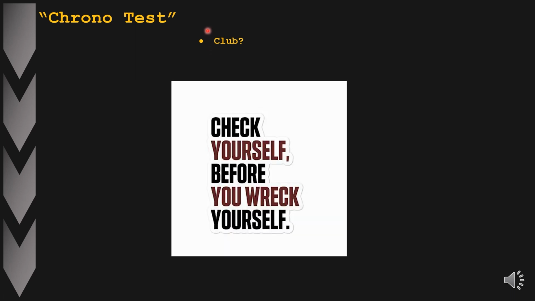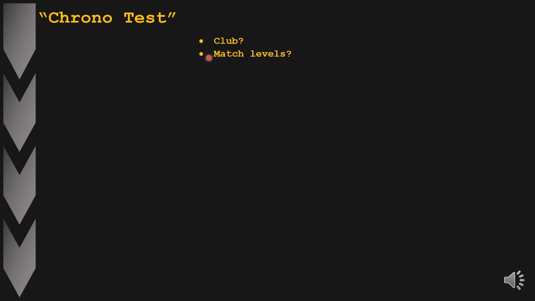So word of advice, check with your IPSC club whether or not they have a chronograph, and use it on a regular basis to test your ammo and your gun, just to ensure that you achieve your respective power factor. Now, at which levels might you encounter a chrono test?